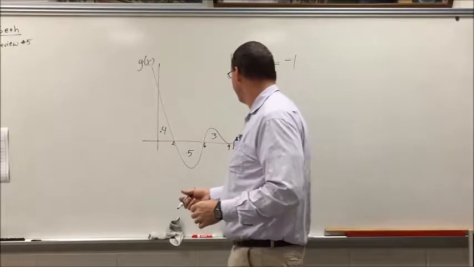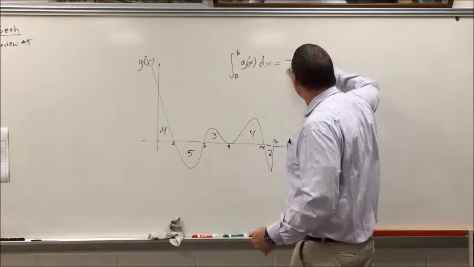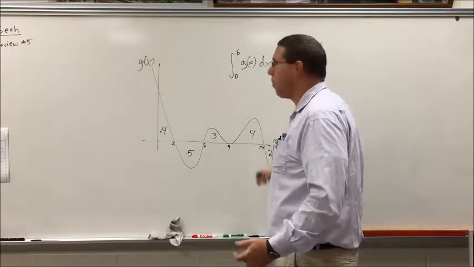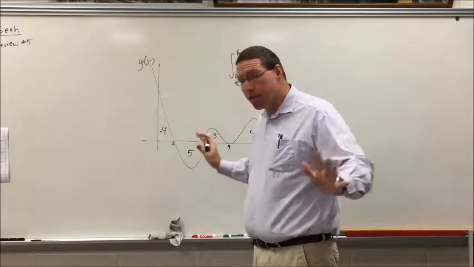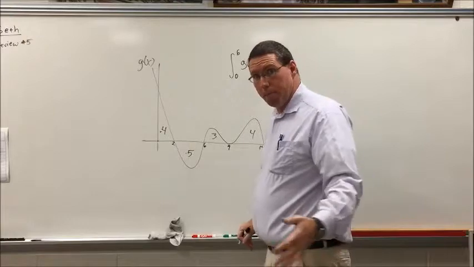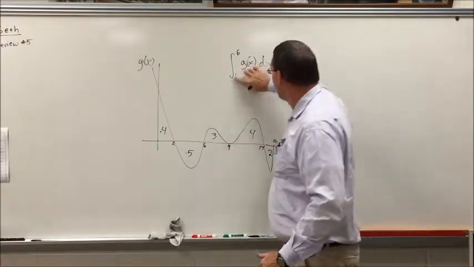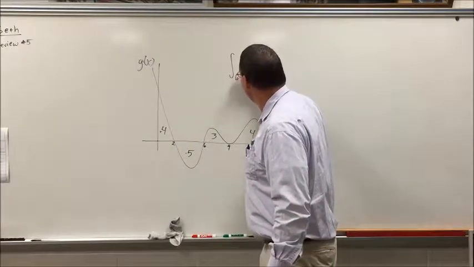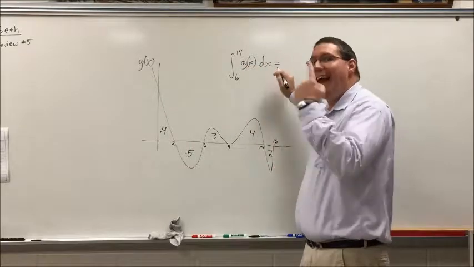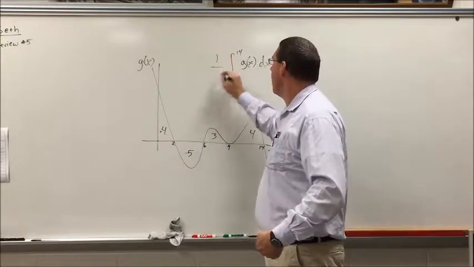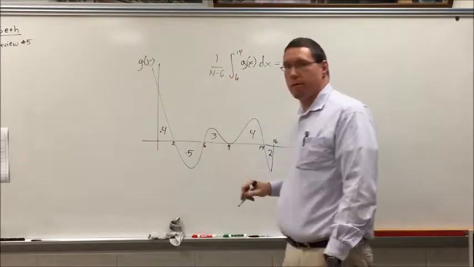Now let's say we were asked, what is the average value? Average value problems, and there's a bunch of them on this review, are very simple. An average value from 6 to 14 is the definite integral from 6 to 14, and then you multiply it by a fraction that's 1 over 14 minus 6.